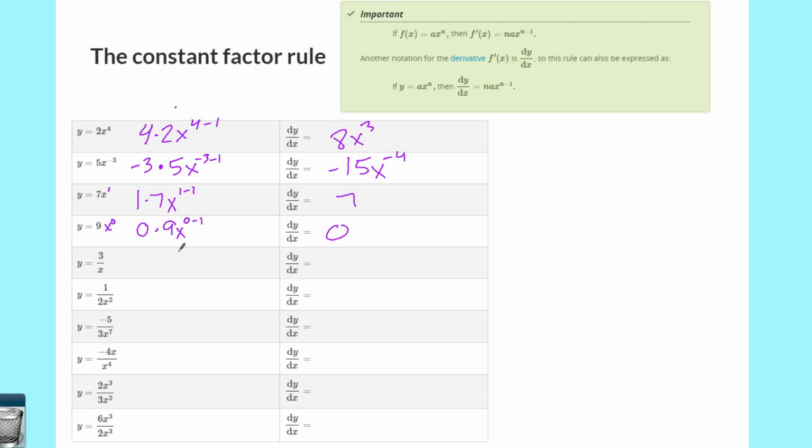Okay? Alright, so let's see, I'm just going to rewrite these to make it a little easier. And this one is just this. I would go ahead and pause it. I'm just going to fill these in.